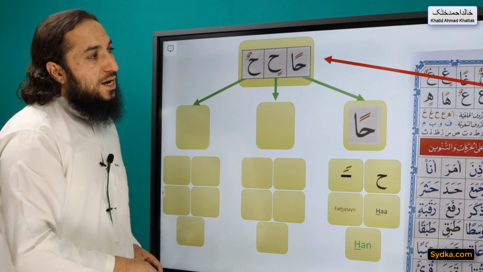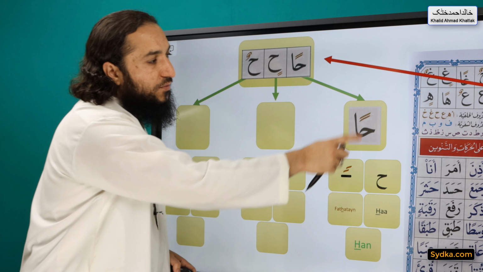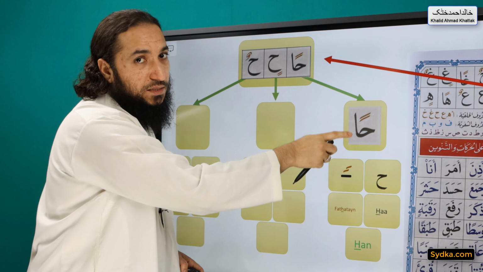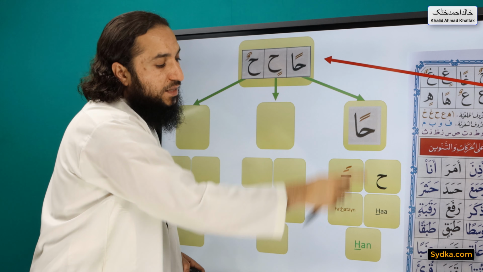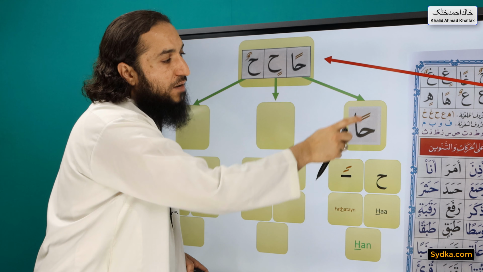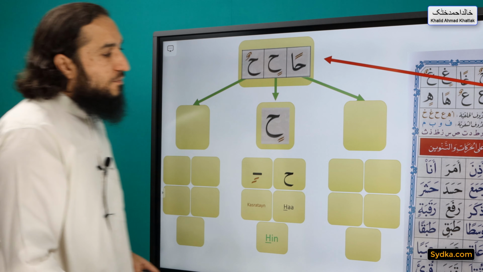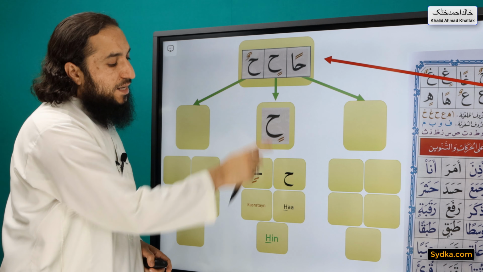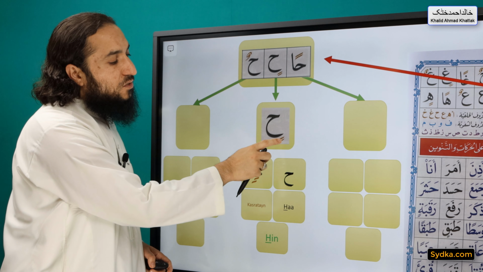The next letter is Ha. So Ha fathatain, and then alif is silent here. Ha fathatain han. Ha fathatain han. Ha kasratain hin. Ha kasratain hin.